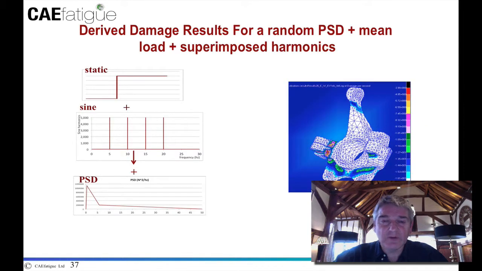And finally, one of the more typical Mill handbook loading cases, the derived damage result for a random PSD plus a mean load plus superimposed harmonics. In this case, 4 harmonics at 5, 10, 15 and 20 Hertz. In this case there is no concept of sweeping the load, so we have a single result, and so we're seeing the pattern result for that combined load case.